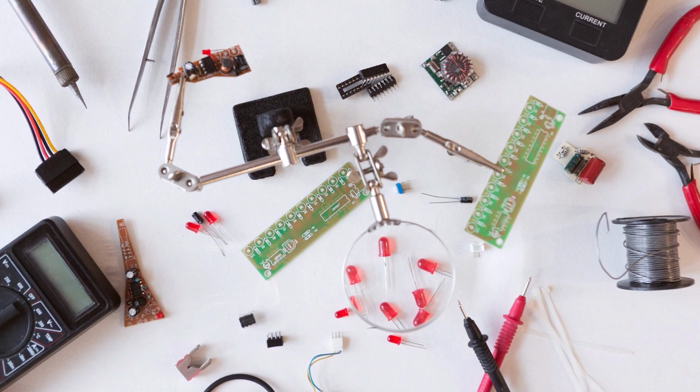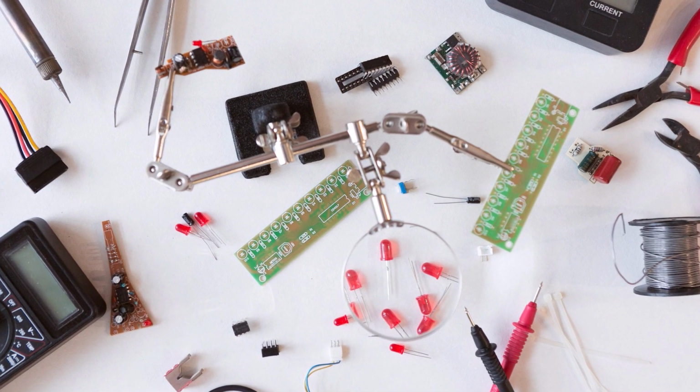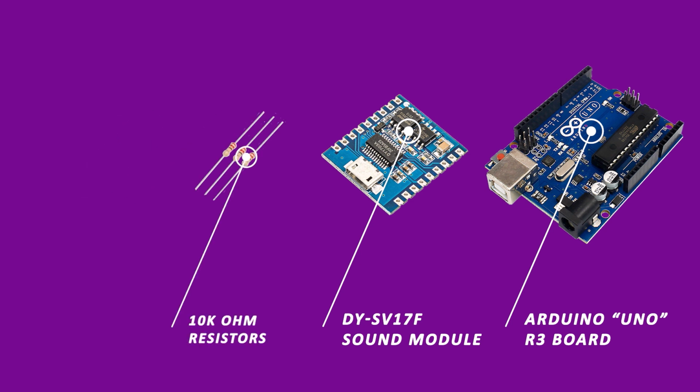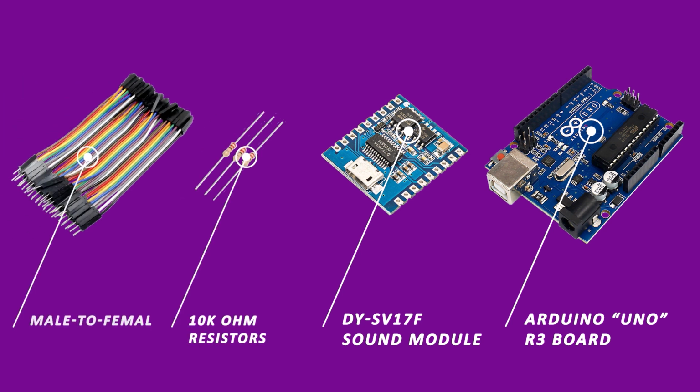Before starting, make sure to gather the required components. For this setup, you will need an Arduino Uno R3 board, or any similar board with a UART port. You will also need a DY-SV17F sound module, 3 10 kilo ohm resistors, and some male to female jumper wires.